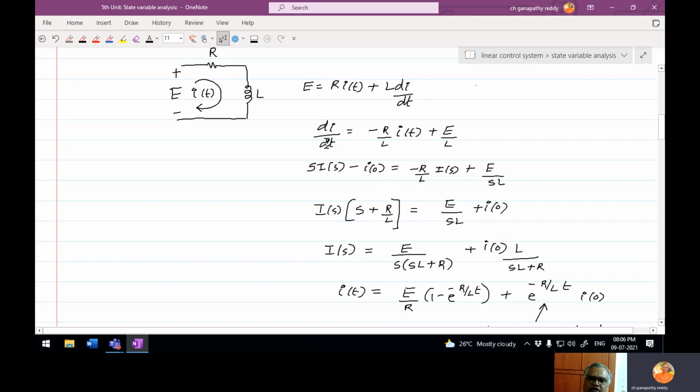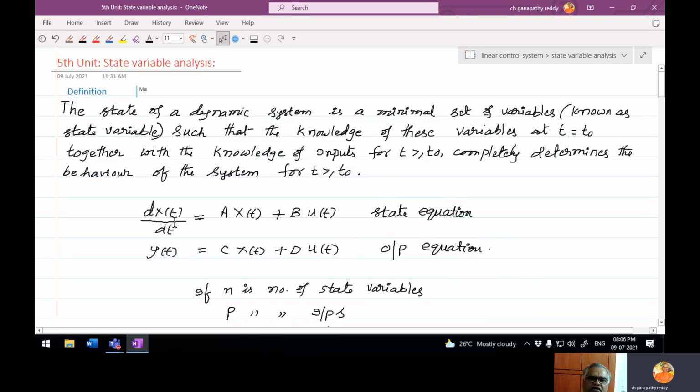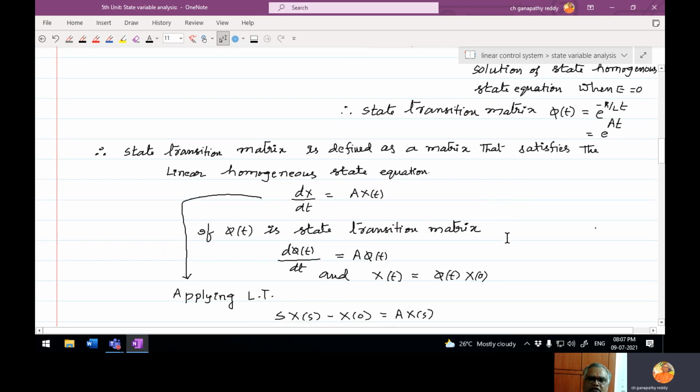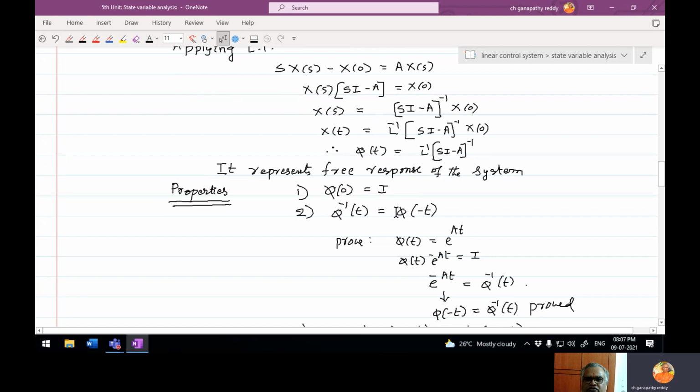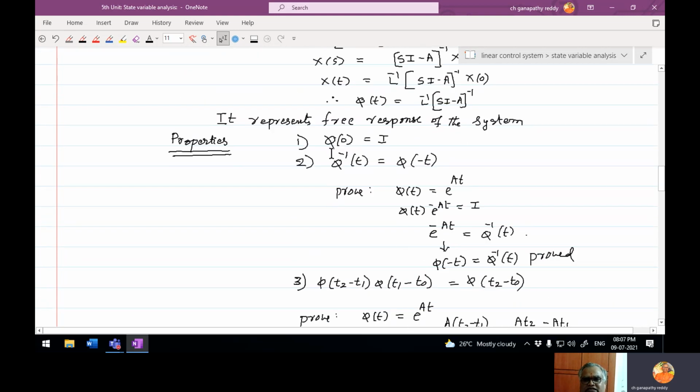dx by dt is equal to A into x of t plus B into u of t, where u of t is the input. So any network, when you write its equation, looks like a state equation. That's why this is the generalized form. The state transition matrix is the solution of the homogeneous equation, and the state transition equation is the solution of the non-homogeneous state equation. So how to solve these two solutions, and then we also discussed the properties of the state transition matrix.